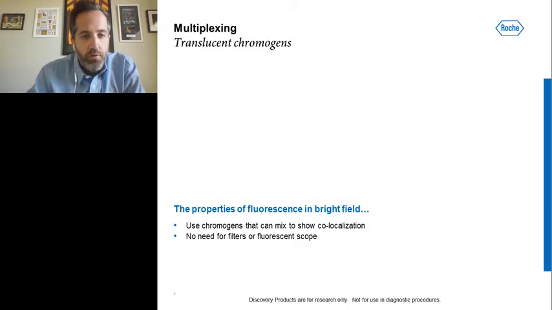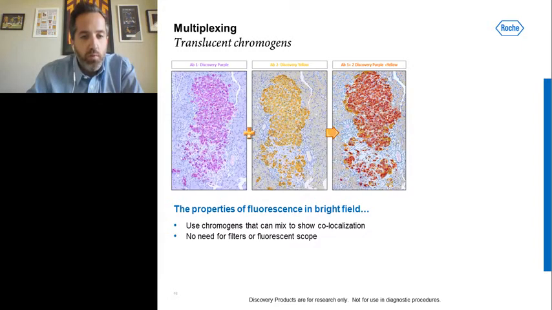So with our translucent chromogens, as I mentioned, we do show the same properties of fluorescence. So basically where colocalization takes place, we can see a new color emerging. So here we've got 2 examples of the colocalization staining, where we have Discovery Purple and Discovery Yellow. And when they colocalize as a dual stain, it creates this new color, which is a dark red or an orange color. So you can see where those colocalization events are going to happen.